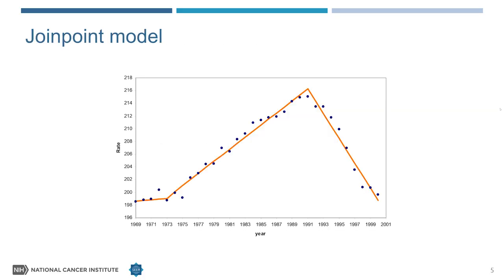This figure shows a data series from 1969 to 2000 and a fitted joint point model with two joint points located at 1973 and 1991 respectively. The red line represents the expected line from the model. There are three segments in the model. 1973 and 1991 are the joint points.